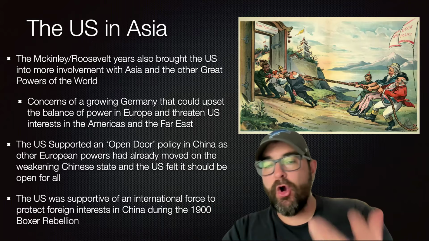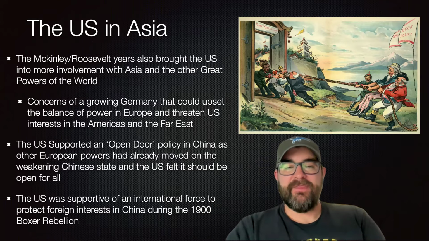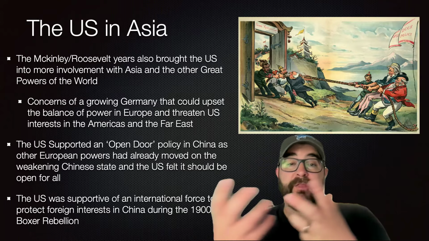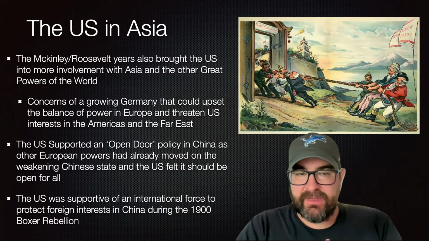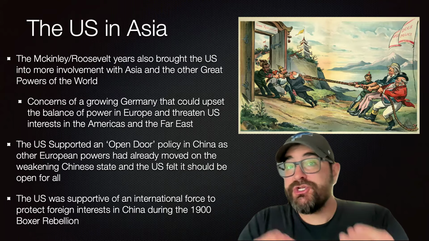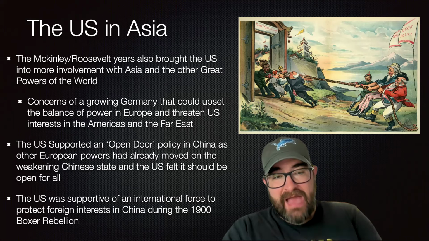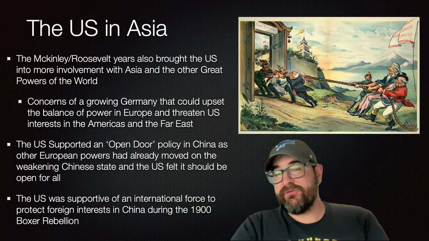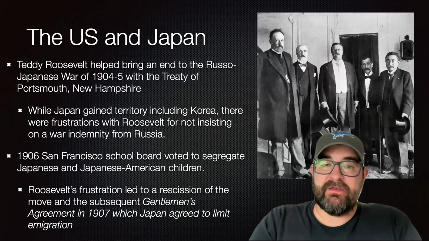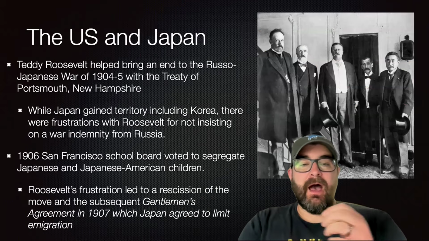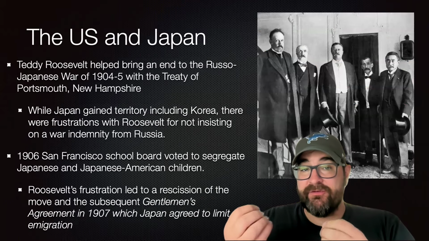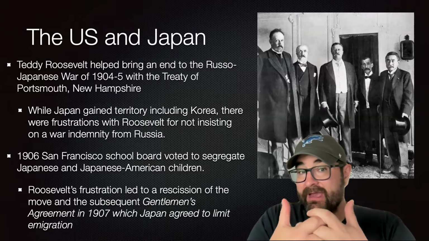The US supported an open door policy in China that would essentially allow the United States and other European powers into China to freely trade and engage in business, and that China should be open for all foreign states to take advantage. The United States was also supportive of an international force that protected foreign interests during the 1900 Boxer Rebellion in China. Now, with regard to Japan, the United States and Japan had a growing connected relationship.